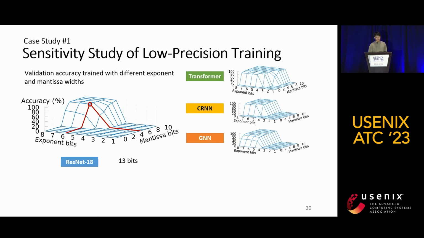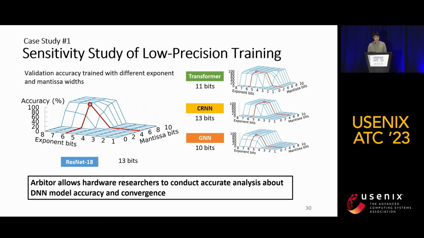Similarly, for other models, we found for Transformer, CRNN, and GNN, using 11 bits, 13 bits, and 10 bits are sufficient to train to FP32 accuracy, which are lower than the standard floating point formats like FP32, BFloat16, and TF32. We also noticed that certain models, such as GNN and Transformer, require less precision than the others. These results illustrate that Arbiter can allow hardware researchers to conduct accurate analysis about DNN model convergence and accuracy.